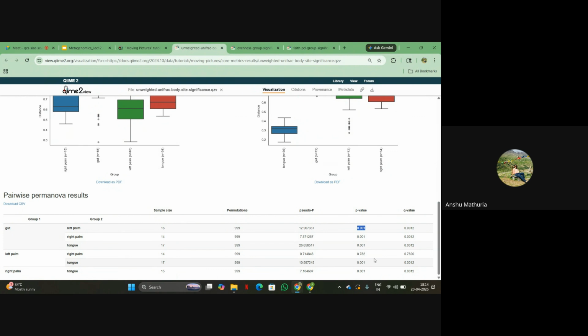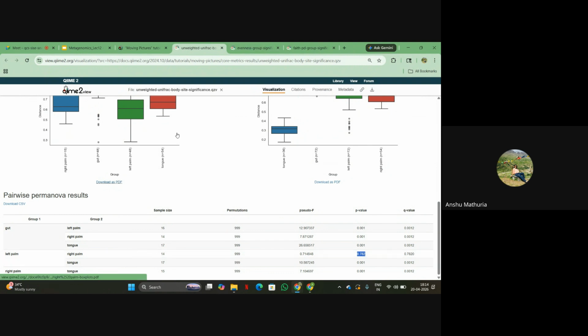And here you can see there is one value, that is 0.782. This is way higher than 0.05, right? And you can see the comparison is between left palm and right palm. So this makes it more clear that if the p-value is high, then the microorganisms are closely related, and for left and right palm, obviously they should be related. And it was also validated here by the p-value results.